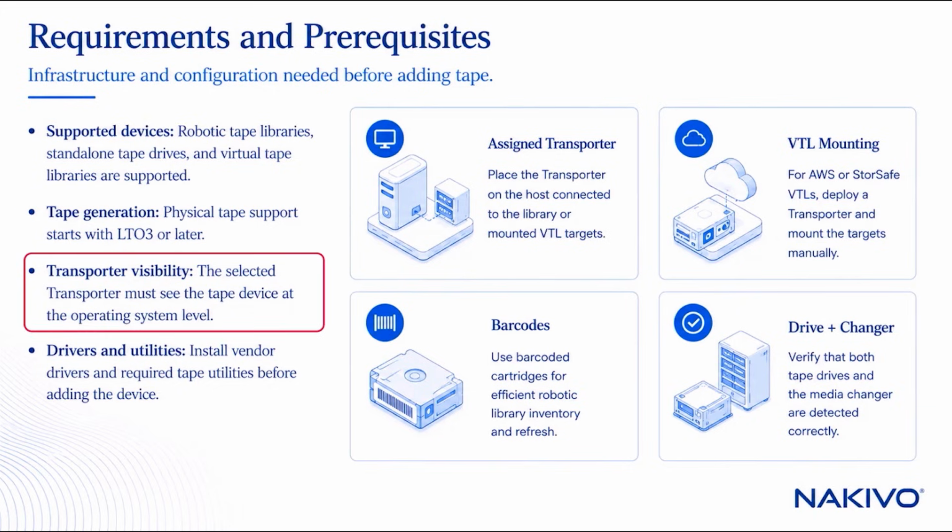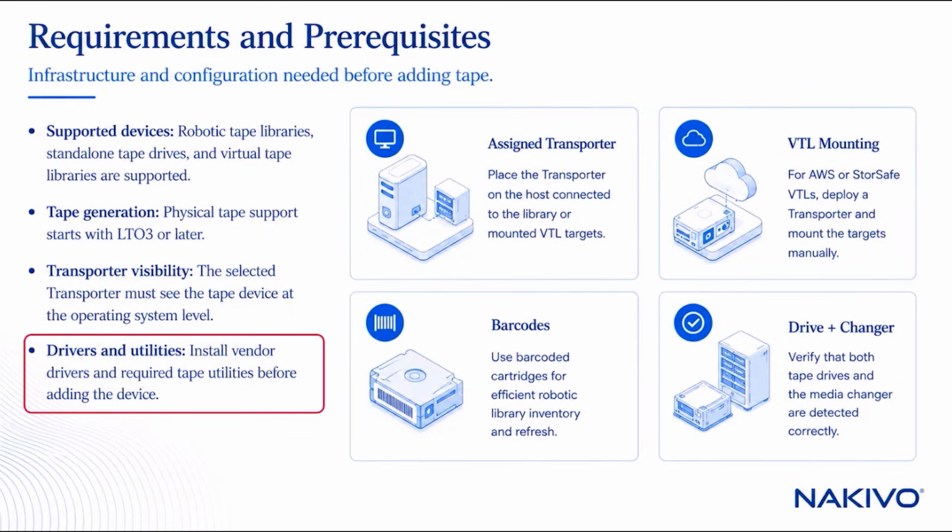The tape device must be visible to the machine where the NAKIVO transporter is installed. The transporter is the component that performs the data movement and communicates with the tape device, reading from the source repository and writing to tape. The director, however, provides the web interface and job orchestration.